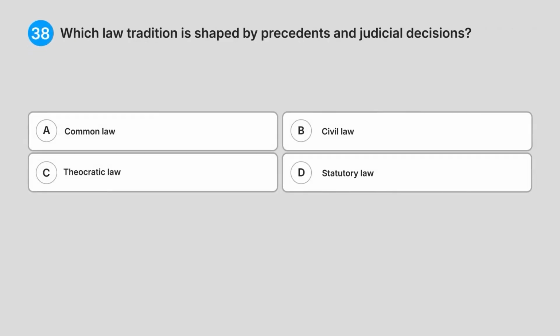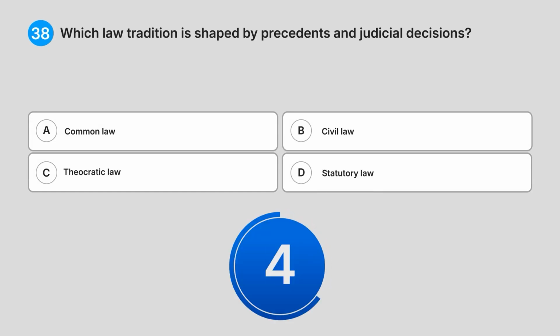38. Which law tradition is shaped by precedents and judicial decisions? A. Common law. B. Civil law. C. Theocratic law. D. Statutory law. Do you know the answer?